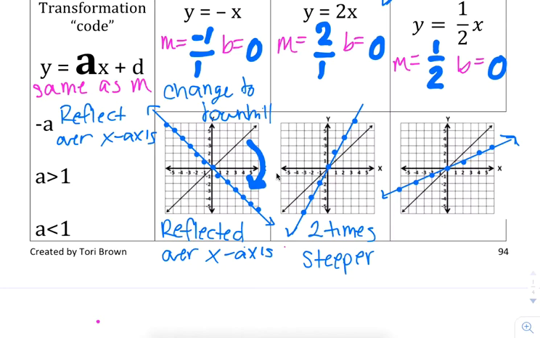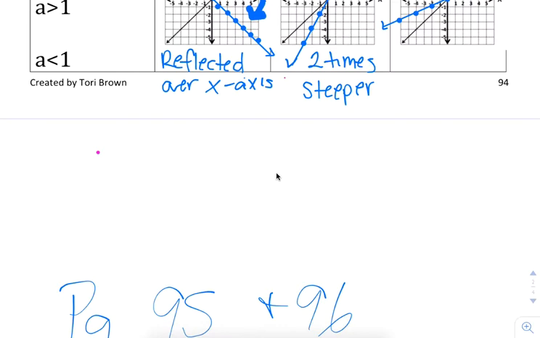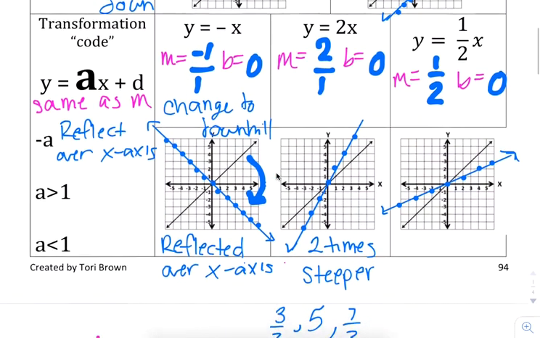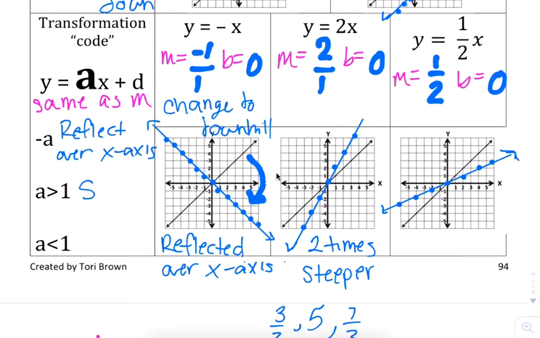So it doesn't matter if my graph had, let me move down here. It doesn't matter if my graph had 3/2. It doesn't matter if it had a 5 or a 7/3. All of these are bigger than 1. Any number that is bigger than 1 is going to make my graph steeper. So that's what I'm going to put. For A is bigger than 1, it makes the graph steeper.